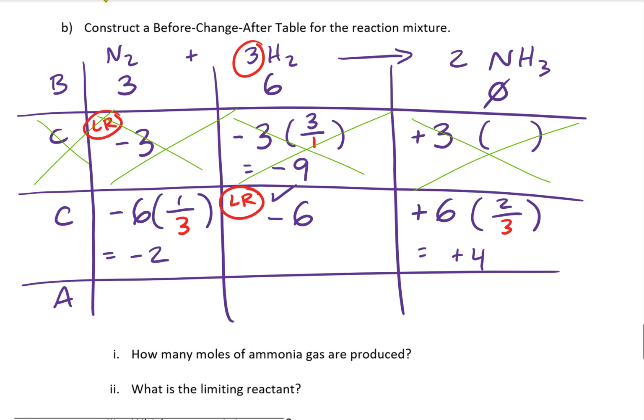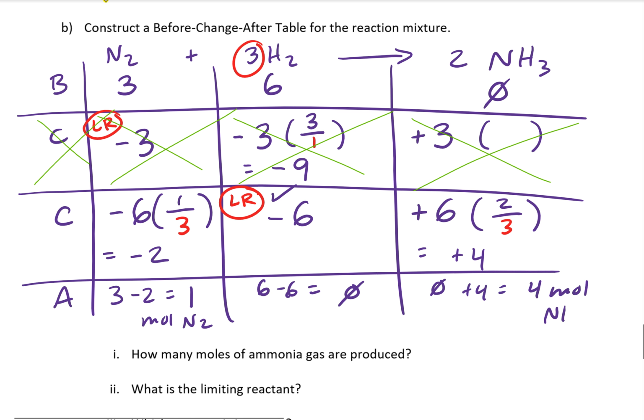So your after row is the combination of before and change. Nitrogen starts as 3. We're minusing 2. You're going to end up with 1 mole of nitrogen left over in excess. The hydrogen should be 0, 6 minus 6. And then the ammonia, 0 plus 4. We're going to end up making 4 moles of ammonia.